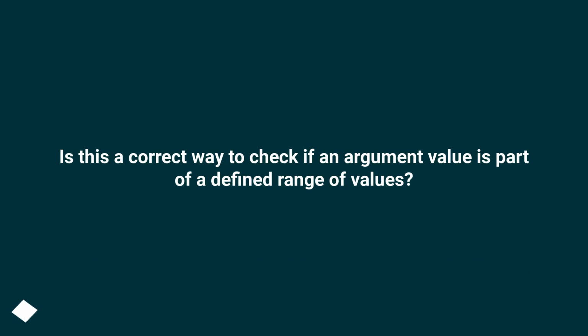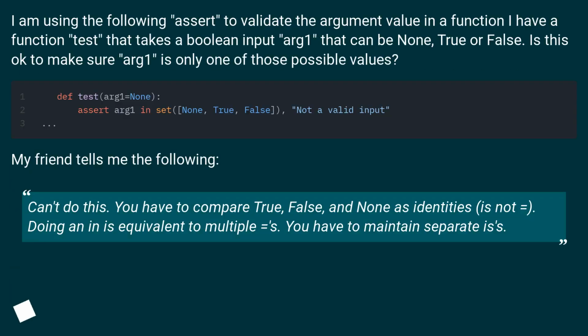Is this a correct way to check if an argument value is part of a defined range of values? I am using the following assert to validate the argument value in a function. I have a function test that takes a Boolean input arg1 that can be None, True or False. Is this okay to make sure arg1 is only one of those possible values?